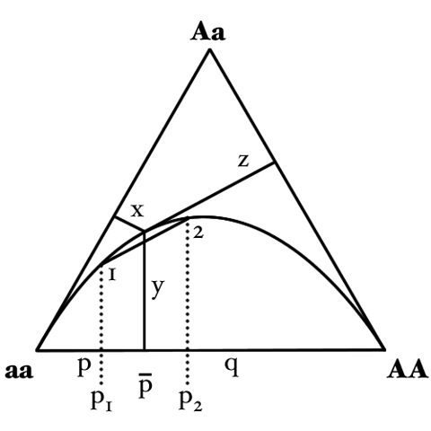The two allele case is the binomial expansion of (p + q)², and thus the three allele case is the trinomial expansion of (p + q + r)². (p + q + r)² equals p² + q² + r² + 2pq + 2pr + 2qr.